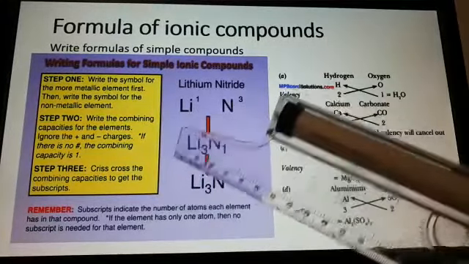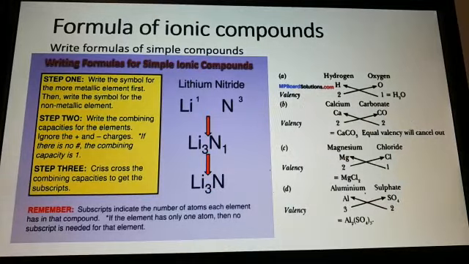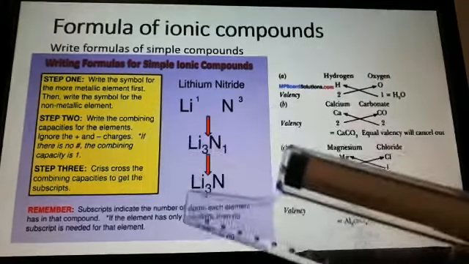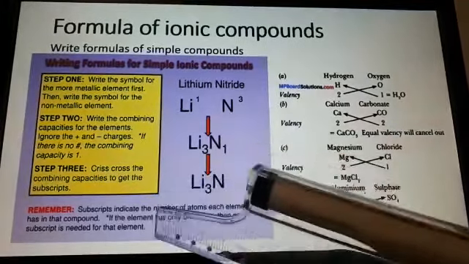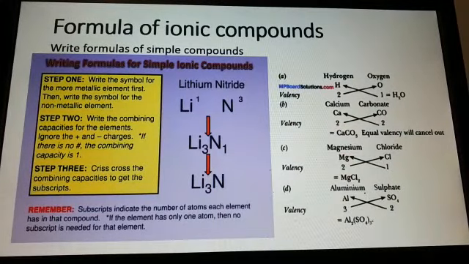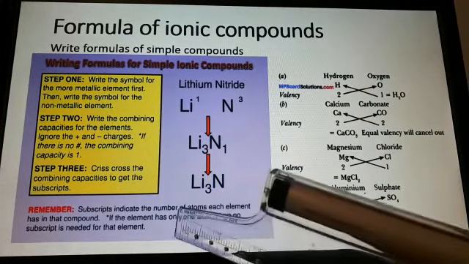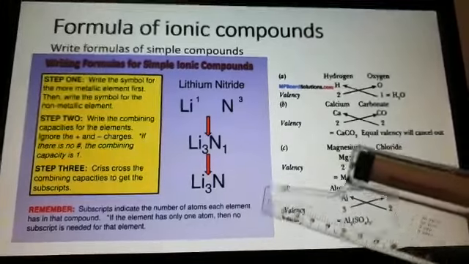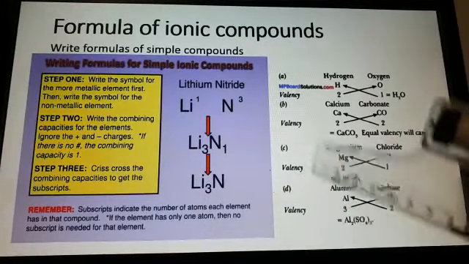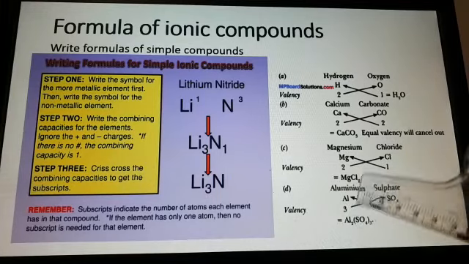And here step 2, write the combining capacities of the elements. Ignore the charges; if there is none, the combining capacity is 1. And step 3, crisscross the combining capacities to get the subscripts. But remember, subscripts indicate the number of atoms each element has in that compound. If the element has only one atom, then no subscript is needed for that element.